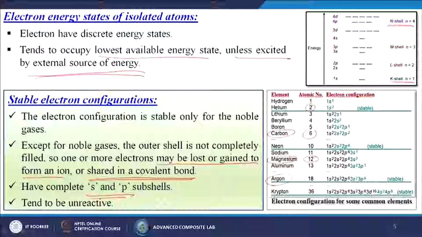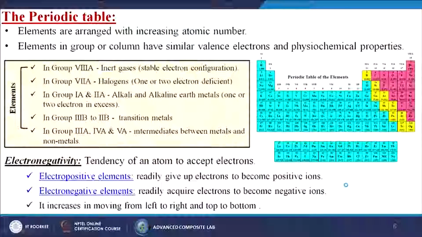When we are talking about argon, it has 18 electrons: 1s2, 2s2, 2p6, 3s2, 3p6, and so on. Now we are going to discuss the periodic table. Elements are arranged with increasing atomic number. Elements in a group or column have similar valence electrons and physiochemical properties.